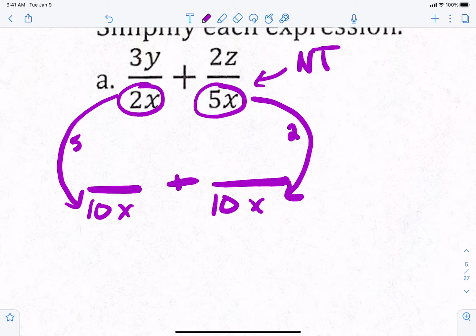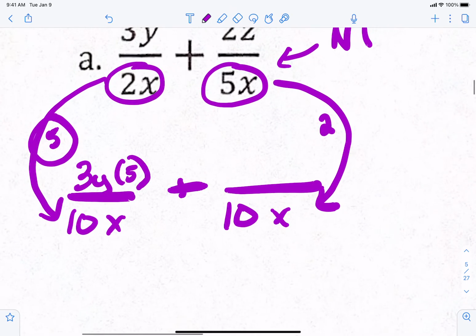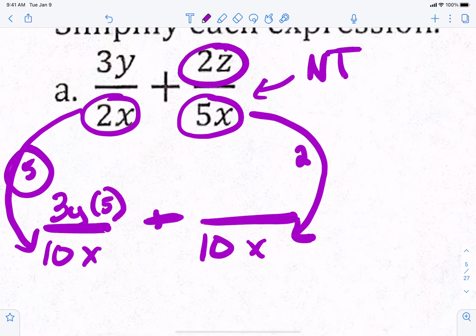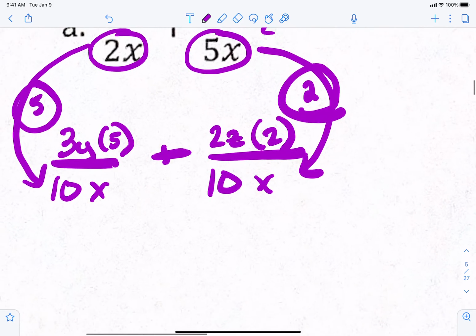All right. Now, this is where you guys pick up your pencils and get going. The very next step, after we've identified what he needs to be multiplied by, you multiply the top by that number. So 3y is what we had on the top. We need to multiply him by 5, okay? Now the 2z that was on the top here, what do we multiply him by? 2, because he needs a 2, right? What we have over here, that's what we have to multiply by, okay?